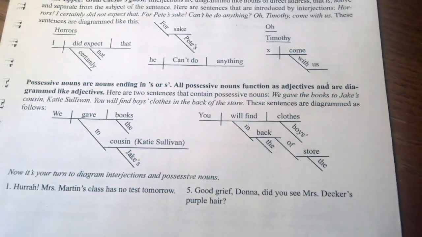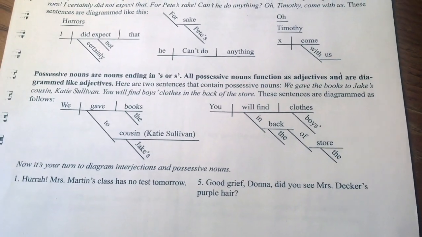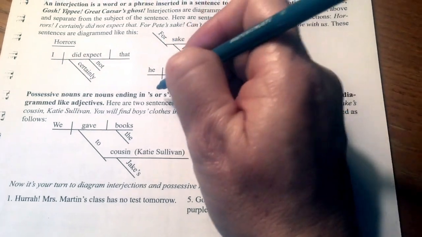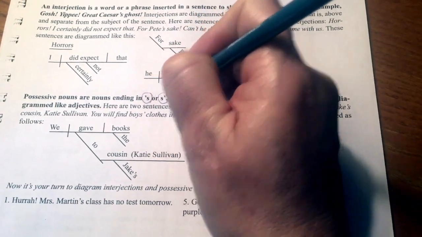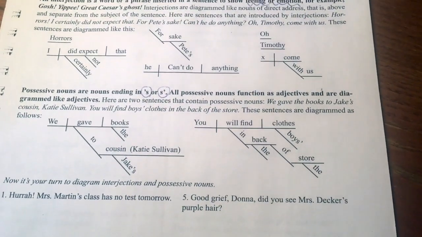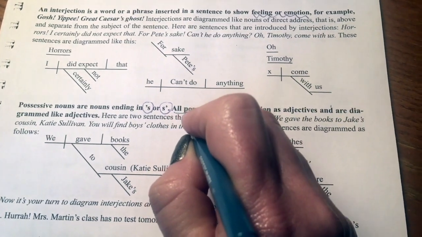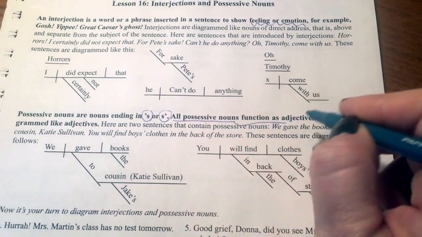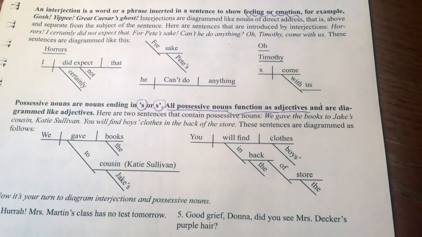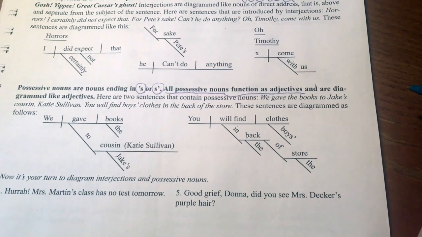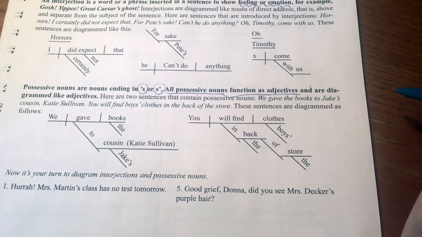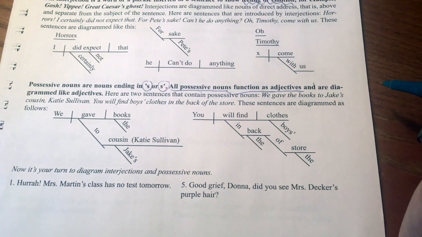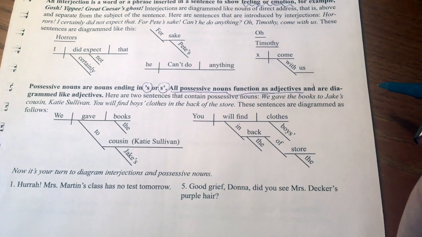The other concept we're going to talk about here is possessive nouns. Now, these are anything showing possession that ends in apostrophe S or S apostrophe. And what's kind of nice is in this case, we can say all possessive nouns function as adjectives and are diagrammed as adjectives. Because if you think about it, they are giving us more information about the noun which they're describing. They're going to modify that word.